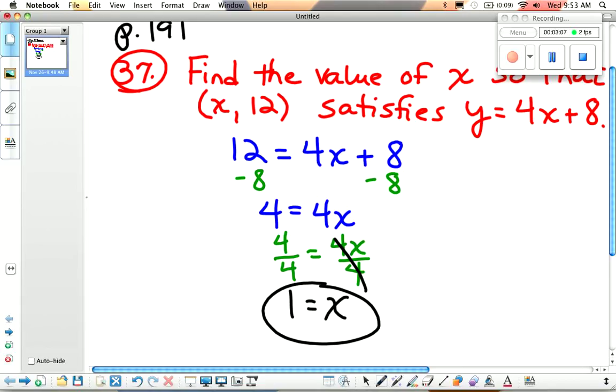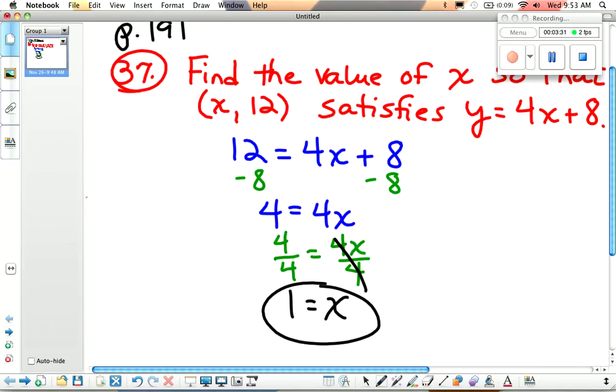So chances are the domain might be all real numbers. Chances are, possibly, the range might be all real numbers. We don't really know because we're not making the graph for it, but we do know that we have ordered pair 1, 12 that goes with this function. Okay? Any questions?